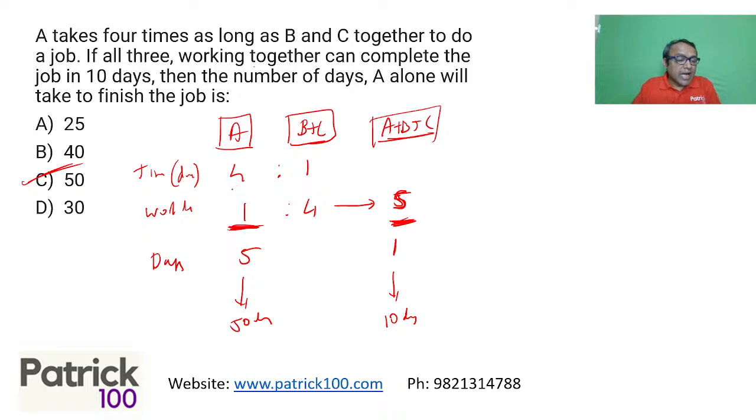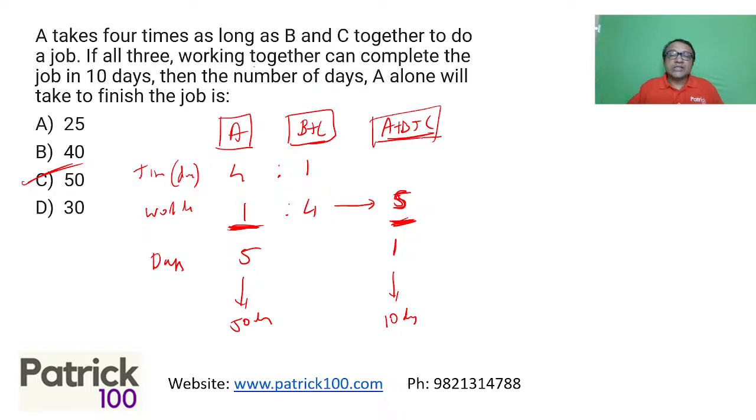So here they're given time. Time taken by A and B plus C is 4:1 because A takes 4 times as long as B and C. So work done becomes reverse, 1 and 4. So A takes 1, B and C together take 4 work. So the total work by A, B, C put together is 5.